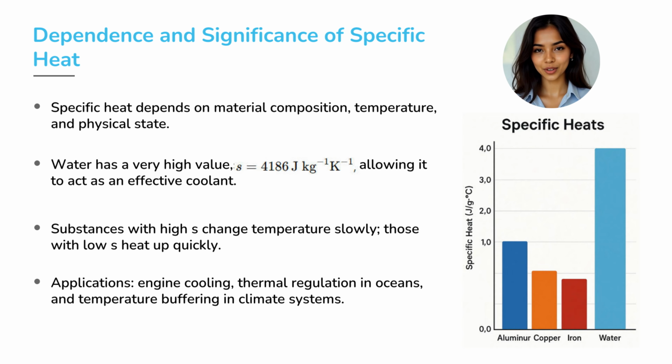Specific heat depends on material type, temperature, and state of matter. For instance, metals have relatively low specific heat, so they heat up quickly, while liquids like water have very high values.